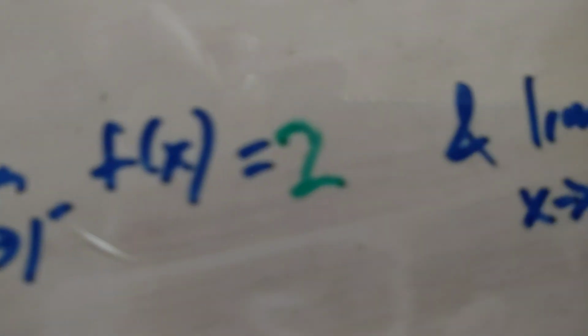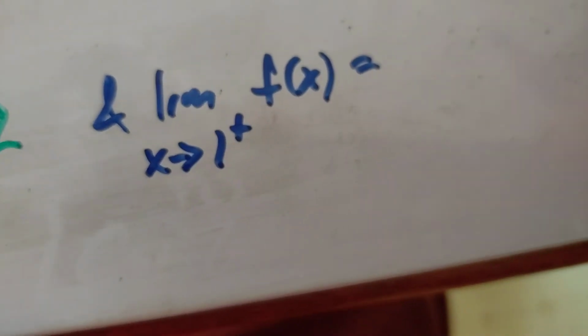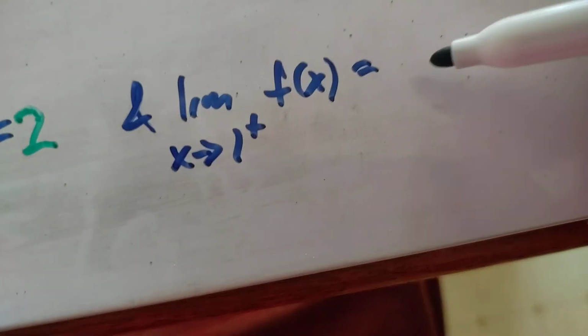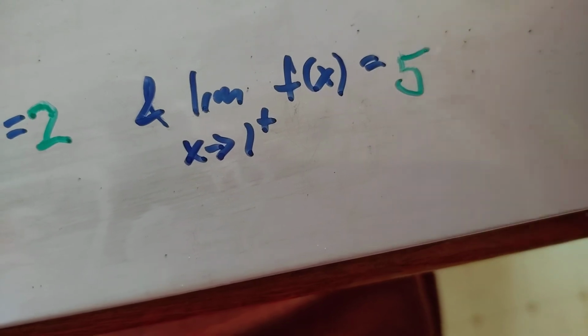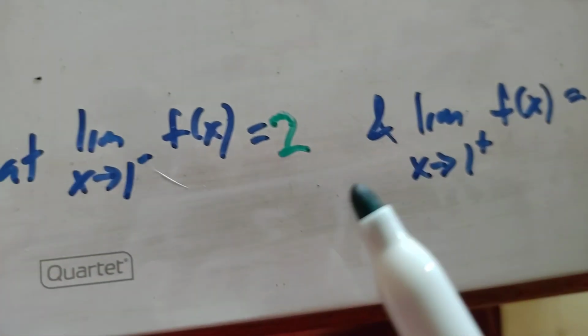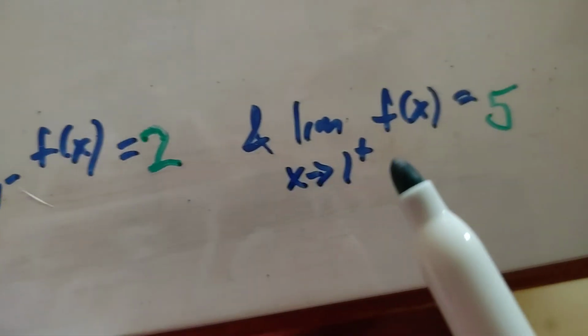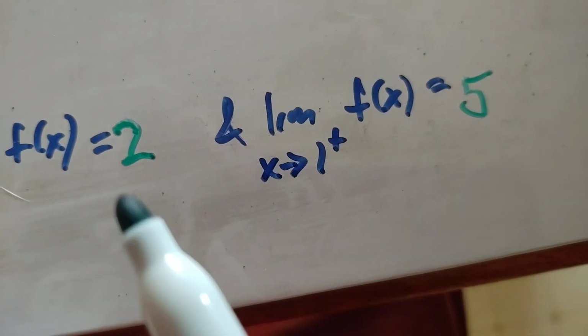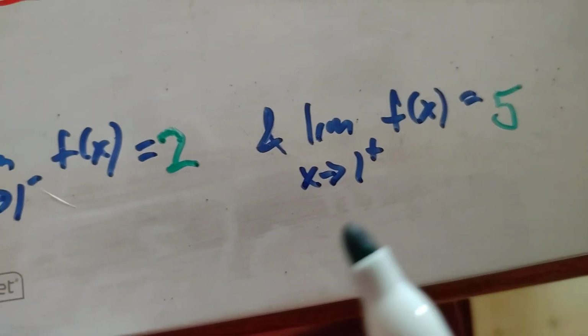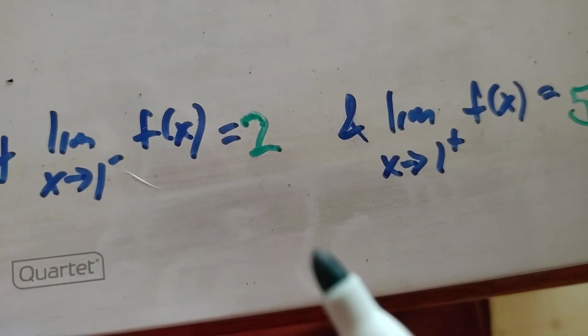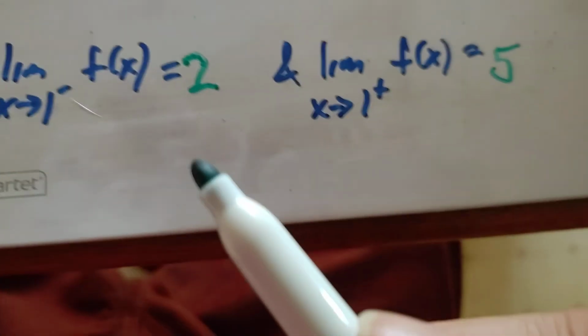And here's how we denote that. The limit as x approaches 1 from the right of f of x is equal to 5, we said. 5. So notice the left-hand limit is 2, but the right-hand limit is 5. So whenever the left-hand limit does not equal the right-hand limit, then we say the general limit does not exist. The two-sided limit does not exist.